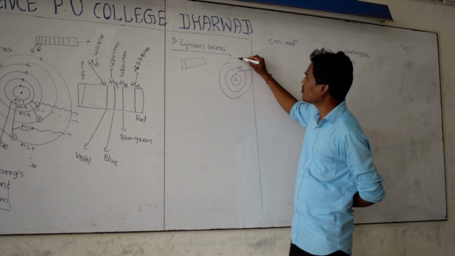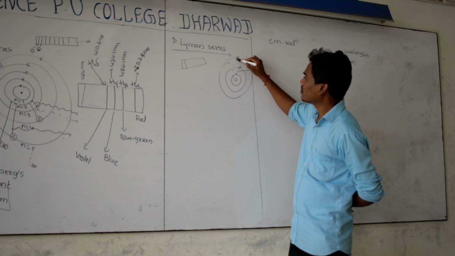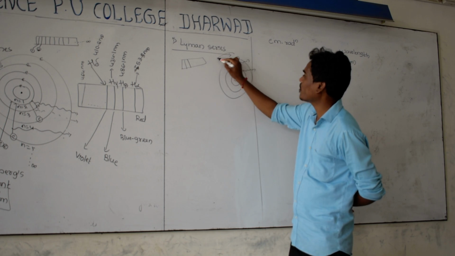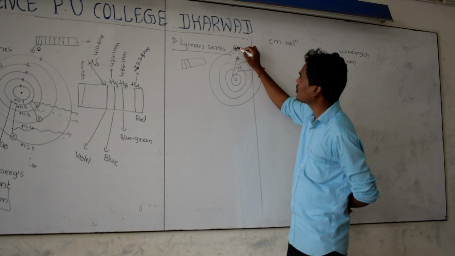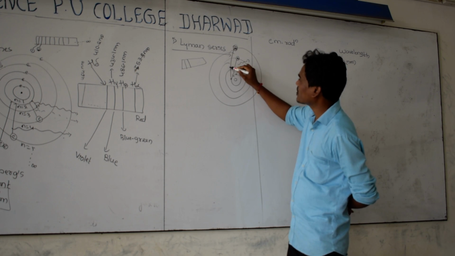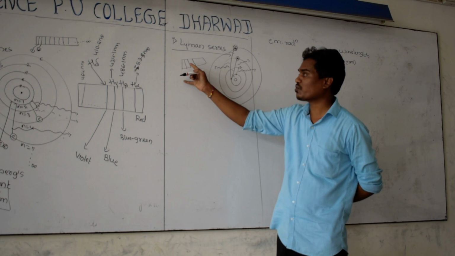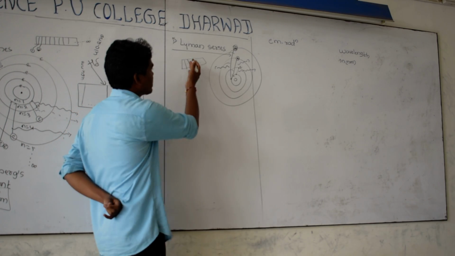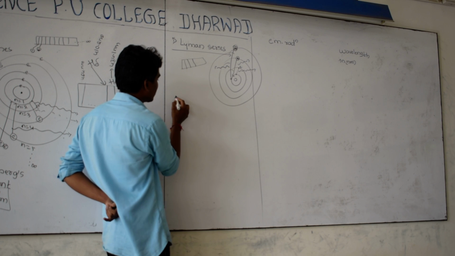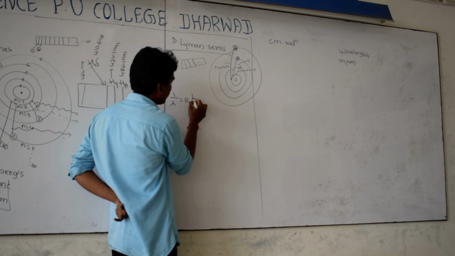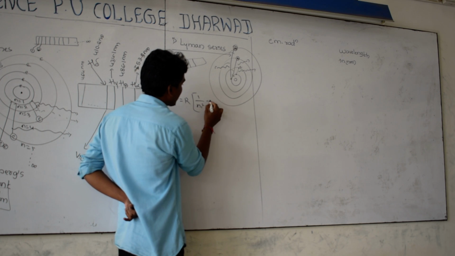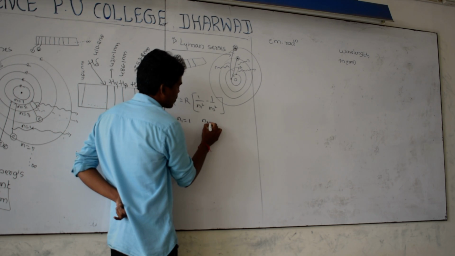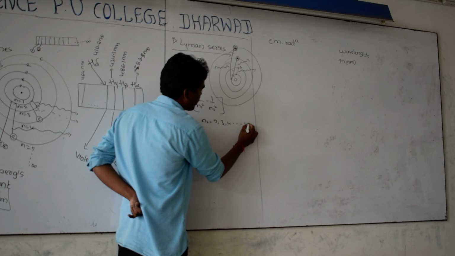Whenever the electron is jumping from the third orbit to the first orbit, it emits radiation. Whenever the electron jumps from the fourth orbit to the first orbit, it also emits radiation. In order to find the wavelength of these spectral lines, the formula found by Lyman is the same formula we use: 1 by lambda is equal to R into 1 by n1 square minus 1 by n2 square. Here n1 is equal to 1, n2 is equal to 2, 3, 4, and so on up to infinity.